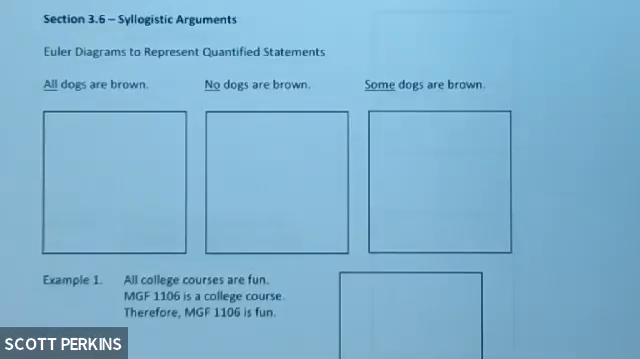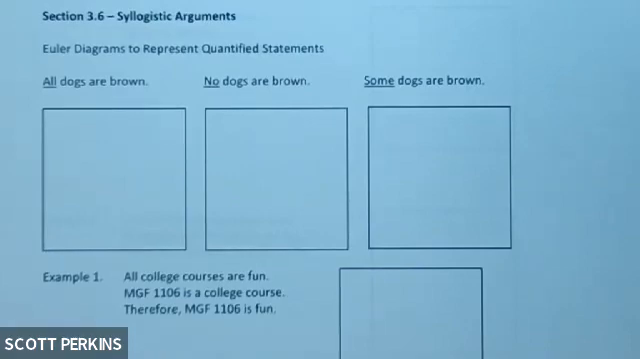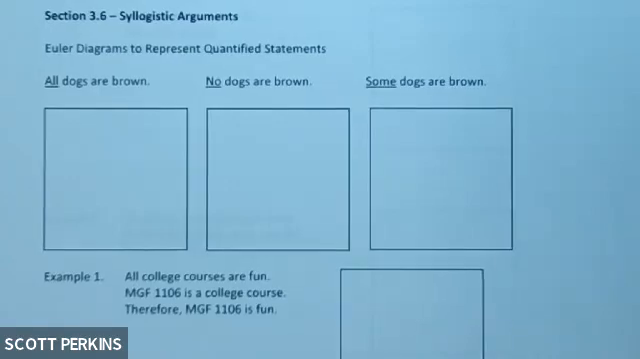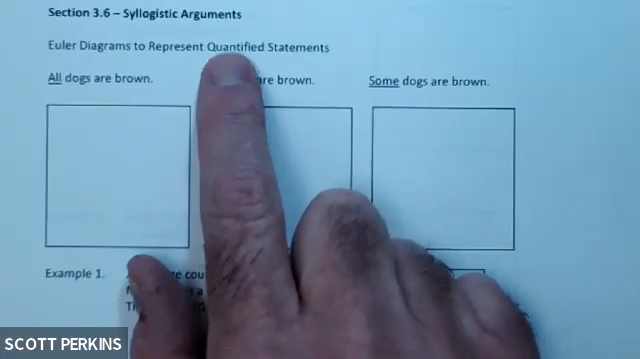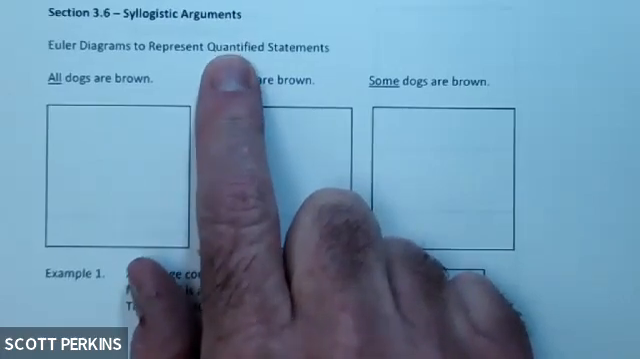The last section involves a different type of argument than the symbolic arguments that we were just doing. It also takes us full circle to one of the first things we talked about in the logic section this unit, the idea of a quantified statement.